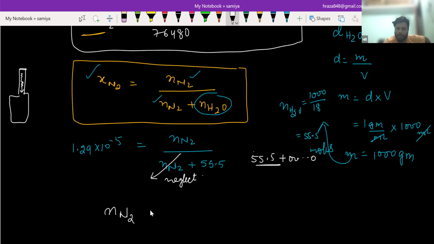Now number of moles of N2 will be equal to 1.29 into 10 raised to the power minus 5 into 55.5.